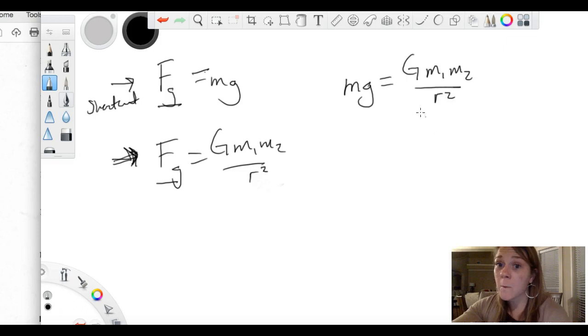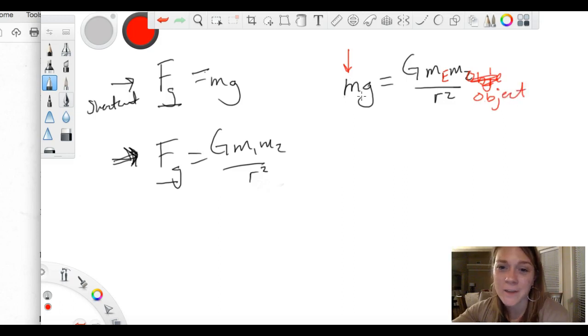So when I set those equations equal to each other, I see that I have 2 masses on the right side, but only 1 mass on the left side. So my question is, which one of these masses am I canceling out? So I will say that this is the mass of the Earth, and then this is the mass of the object that is on the surface of that planet. This is also the mass of the object that's on the surface of that planet. So that is the mass that's going to cancel out.